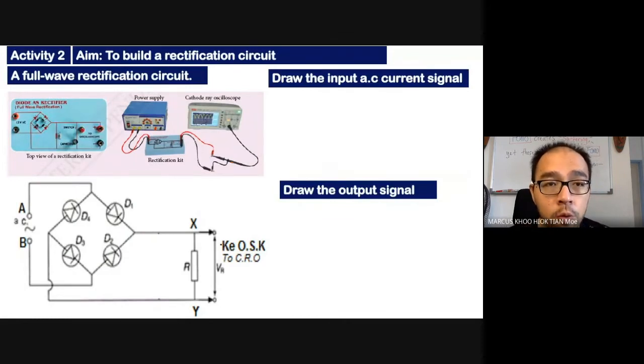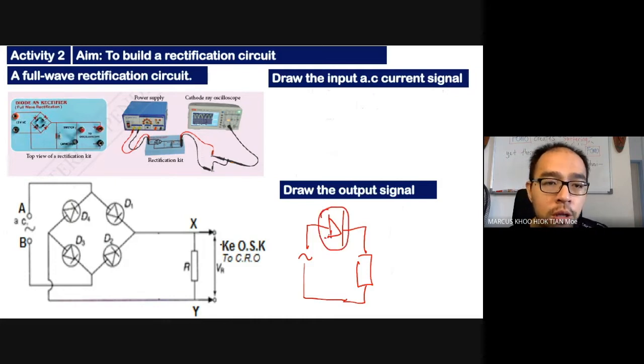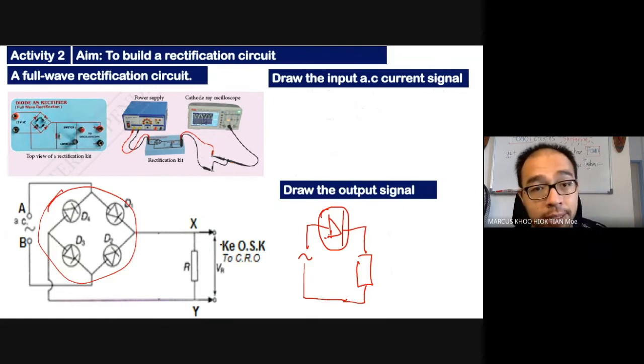Now, the full wave rectification circuit is an easy circuit. The half wave just now is just one diode, right? One diode, this one, and then the resistor over here. Now, all you need to do is, instead of one diode, you use 4 diodes that are arranged in this manner. We're going to talk about this arrangement in a little while, and this needs a little explanation.